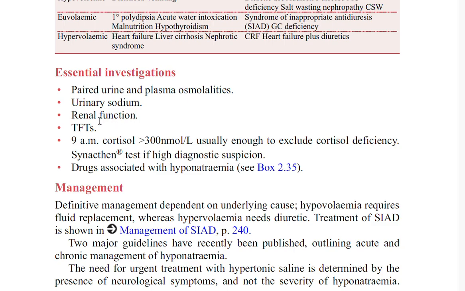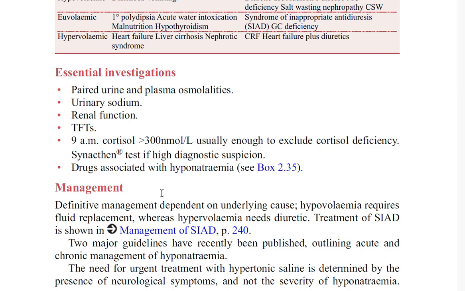Then renal function test, thyroid function test, and 9 am cortisol. If it is more than 300, that is usually enough to exclude cortisol deficiency. Synacthen test if high diagnostic suspicion. If you are not sure of that, then go for a short Synacthen test. And then drugs associated with hyponatremia. Always look if the patient is on diuretics or any medication which can cause hyponatremia.